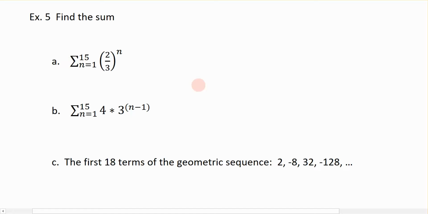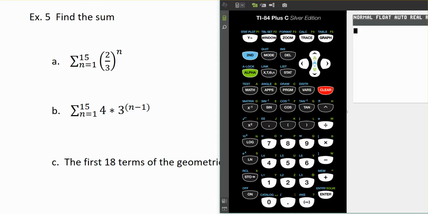So if I have the calculator out and I look at this first one, this says that I want to find the sum from 1 to 15 of the sequence here, 2/3 raised to the nth power. Remember that the sum is where I find the value of this for n equals 1, add that to the value for n equals 2, and add the next one, and the next one, because I'm summing up the first 15 values in this sequence. So how do I do it in my calculator?